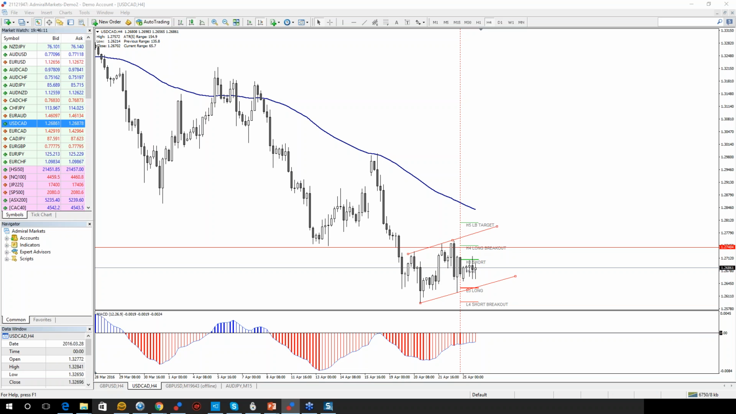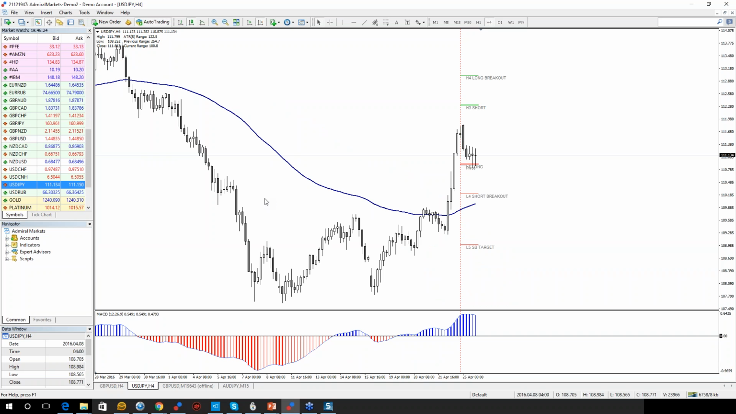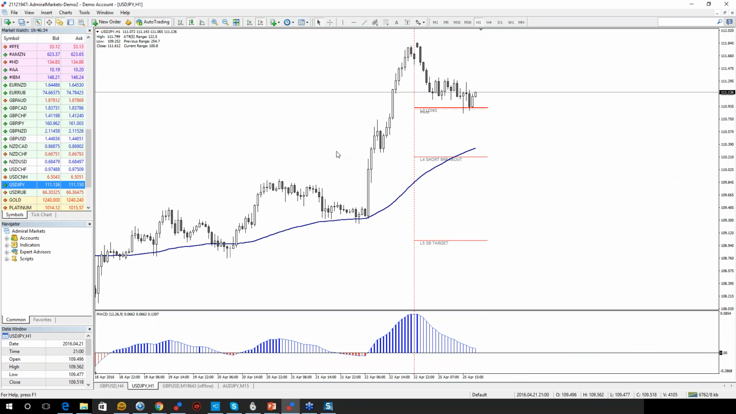Okay, the question is dollar yen. Now I need to sort these pairs. Dollar yen here. What was the reason on Friday it rose suddenly? Guys, this is the easiest for you to go. Open 1 hour chart. Go with the correlation matrix.